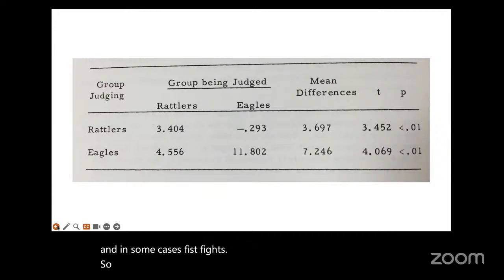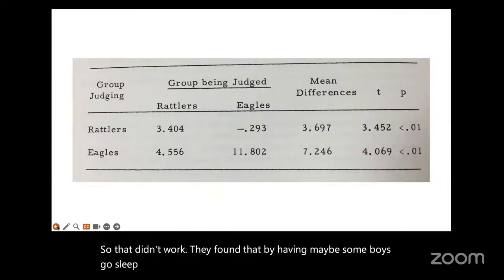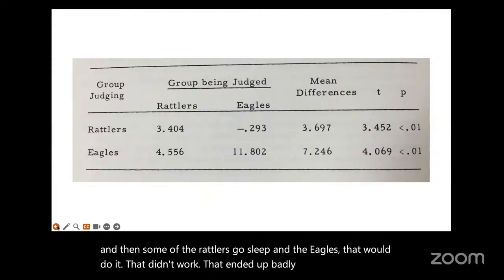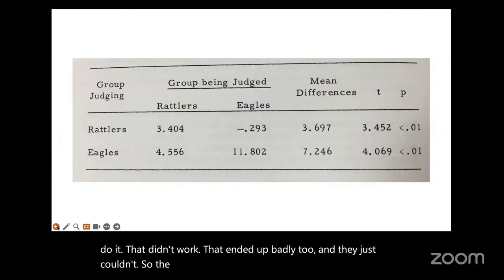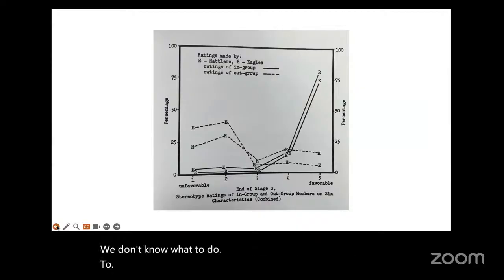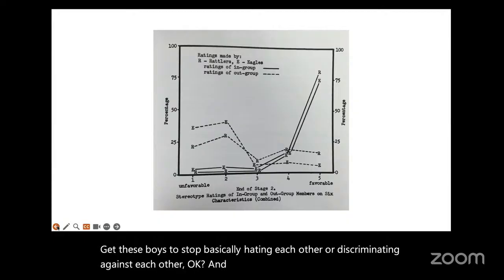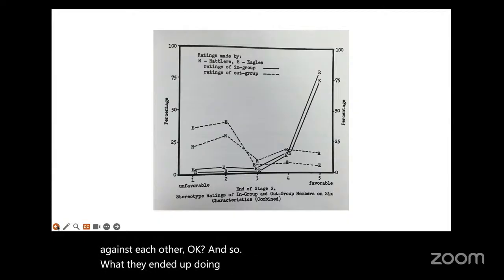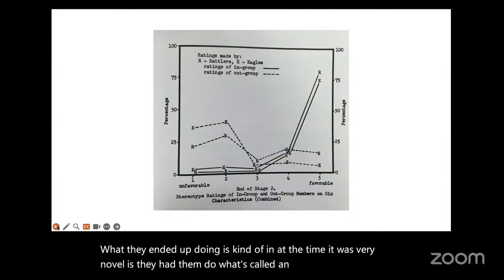So that didn't work. They found that by having maybe some boys from the Eagles go sleep in the dorms with the Rattlers, and then some of the Rattlers go sleep with the Eagles, that would do it. That didn't work. That ended up badly too. So the researchers were kind of stuck. What do we do? We don't know what to do to get these boys to stop basically hating each other or discriminating against each other. Okay. And so what they ended up doing, and at the time it was very novel, is they had them do what's called a superordinate goal.